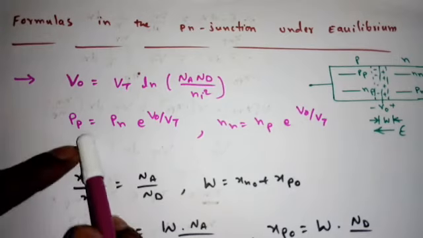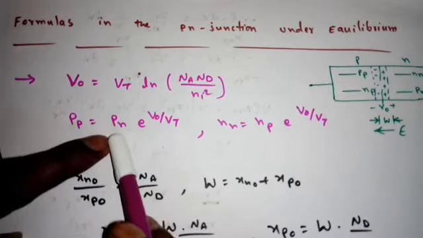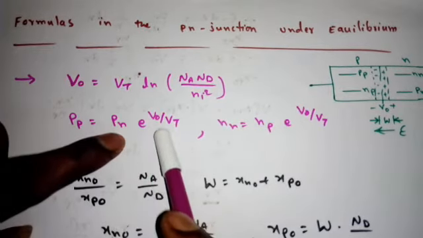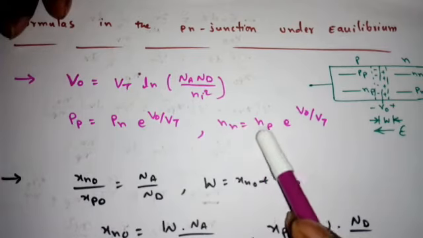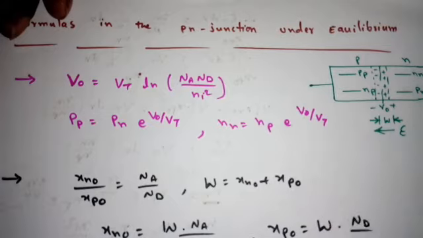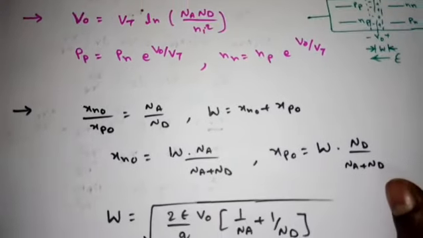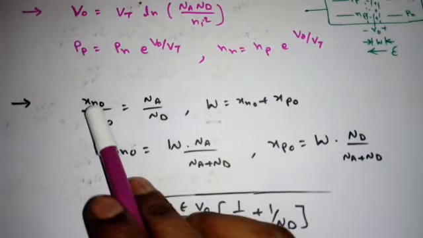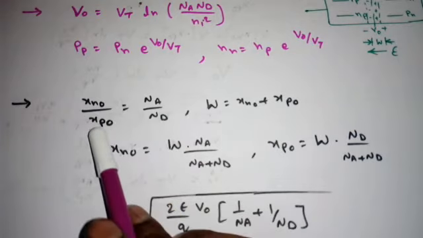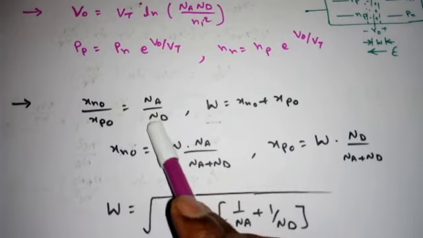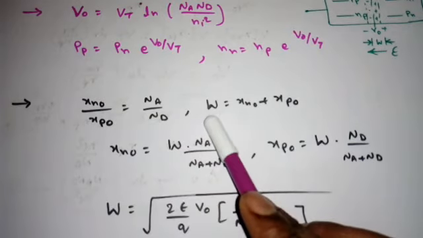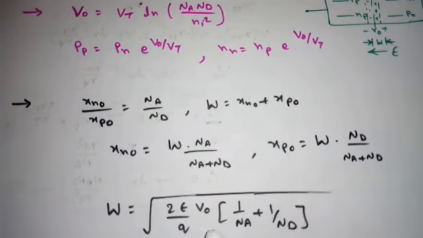And the hole concentration in P side is equal to the hole concentration in N side into e power V0 by Vt. Similarly, electron concentration in N side is equal to electron concentration in P side into e power V0 by Vt, right? Then the penetration into the N side by penetration into the P side is equal to acceptor concentration by the donor concentration, and the total depletion layer width is equal to xn0 plus xp0.